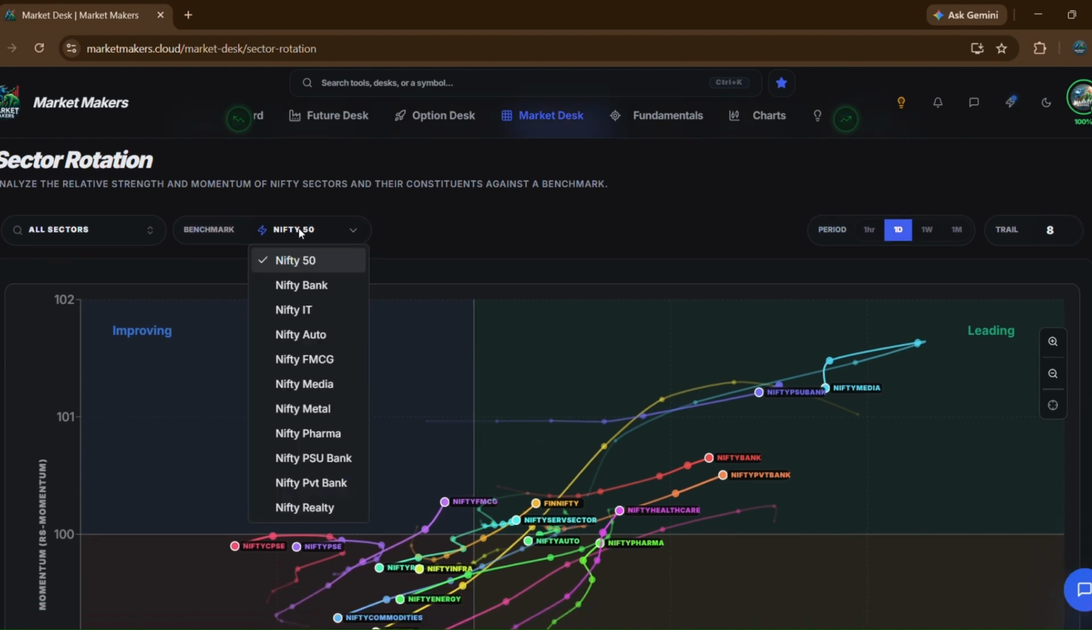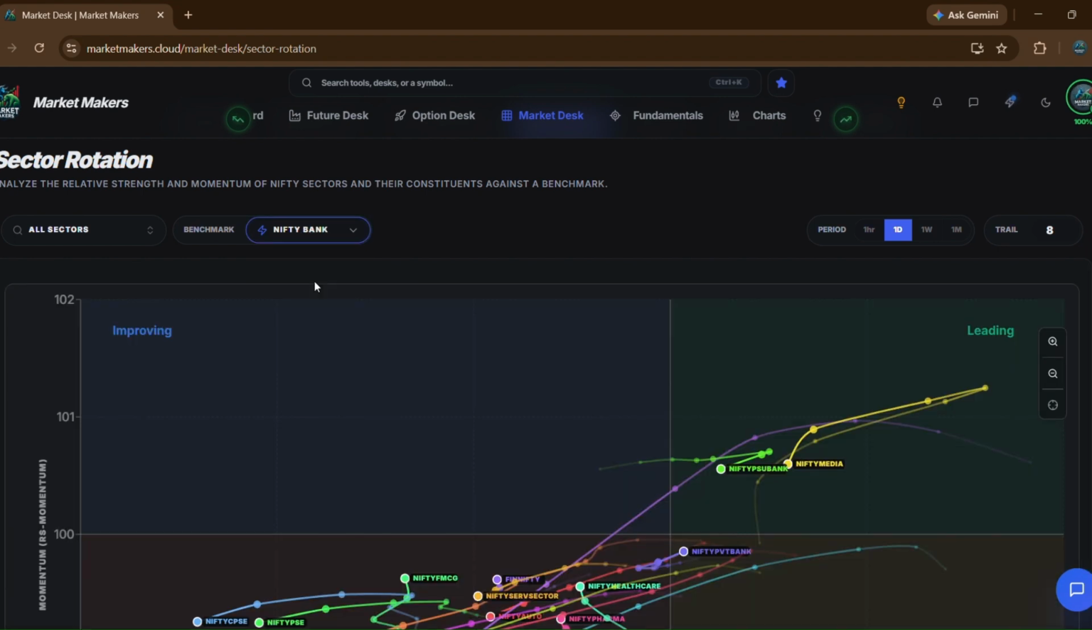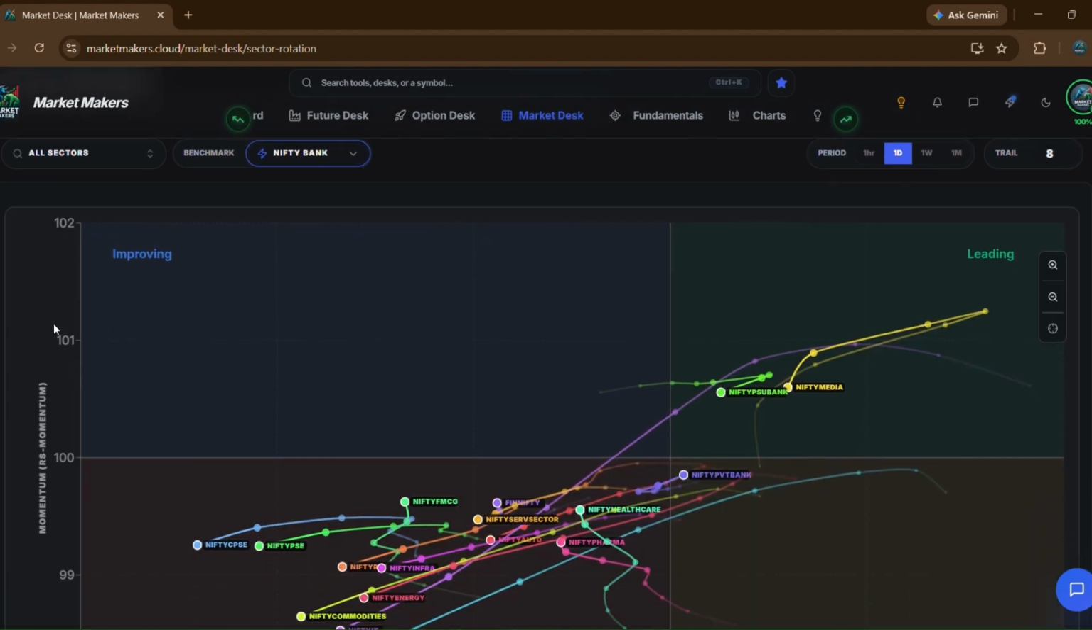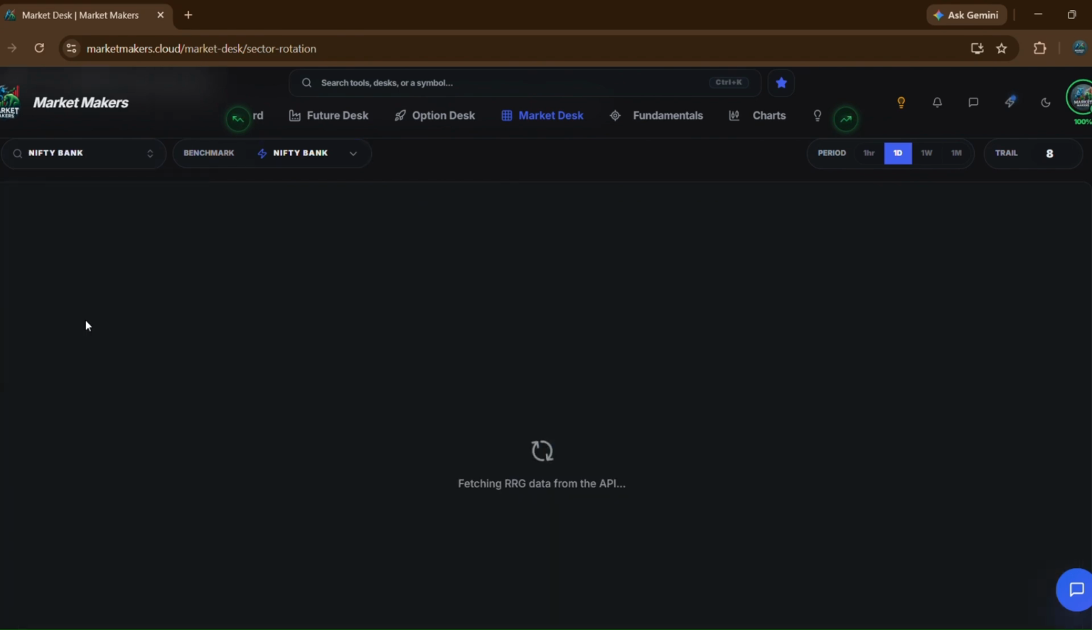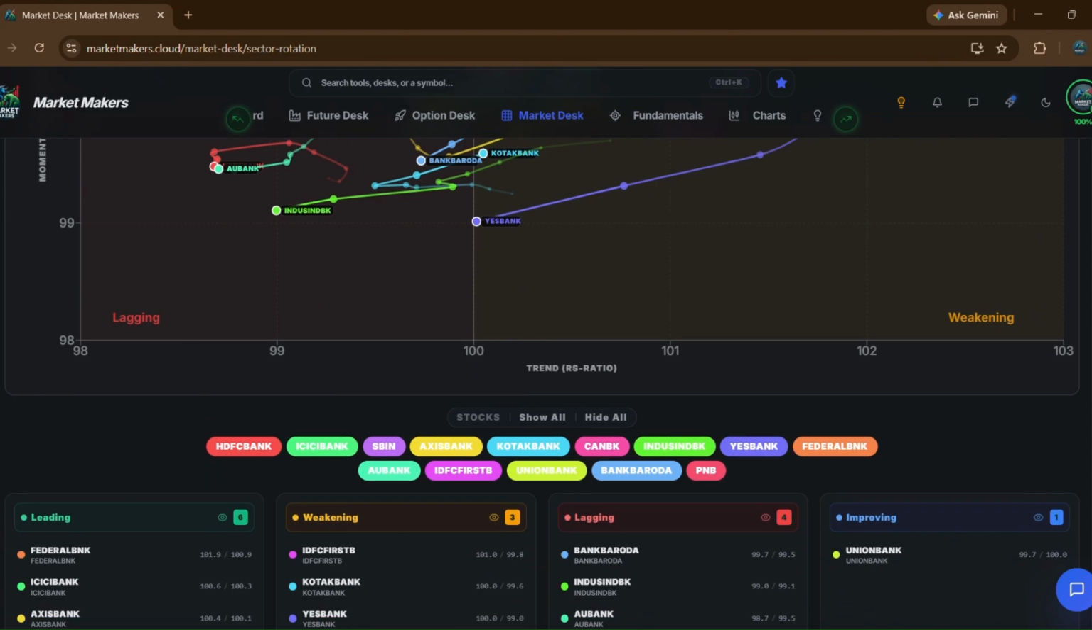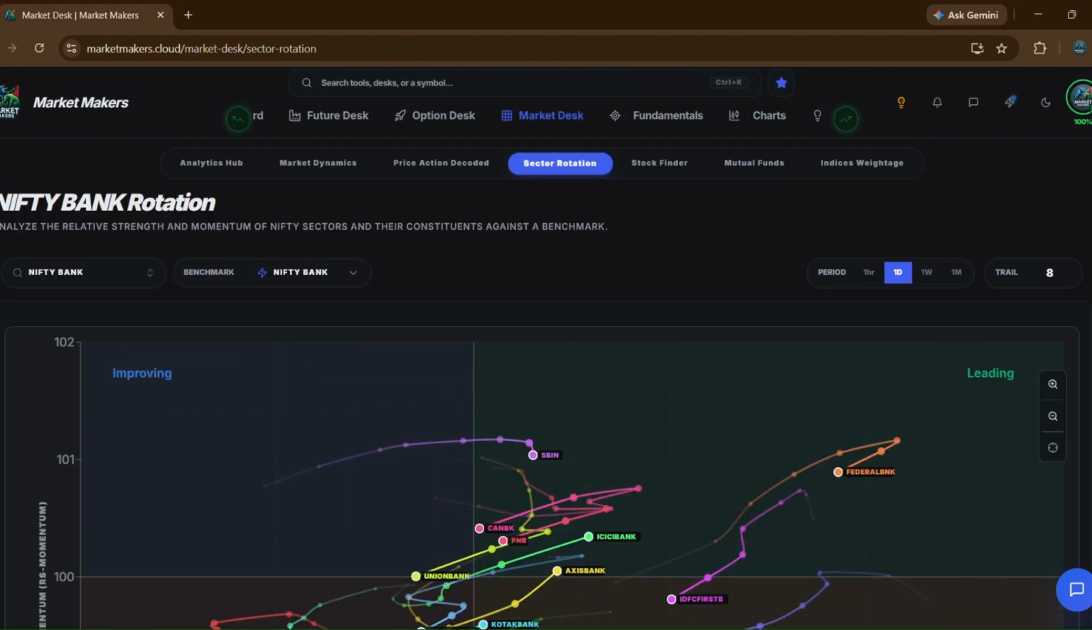You can also change the benchmark. The default is Nifty 50, but you can use other indices as well. You can also observe a particular sector by clicking over here. So this was sector rotation in a nutshell.